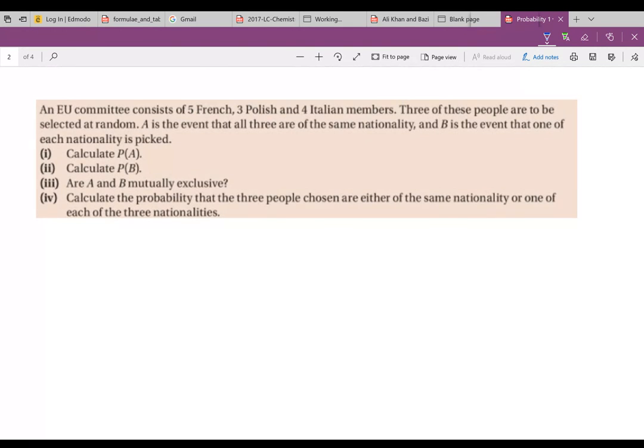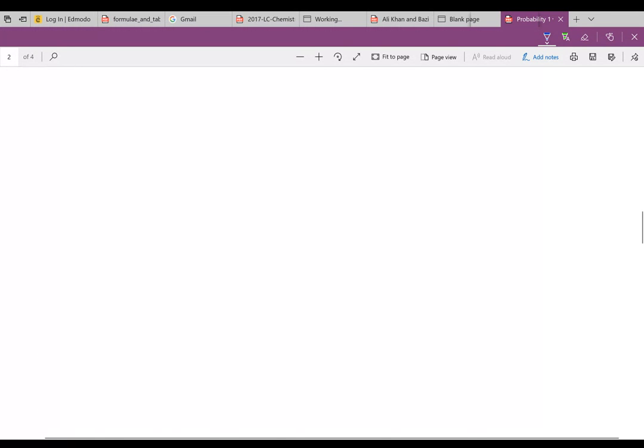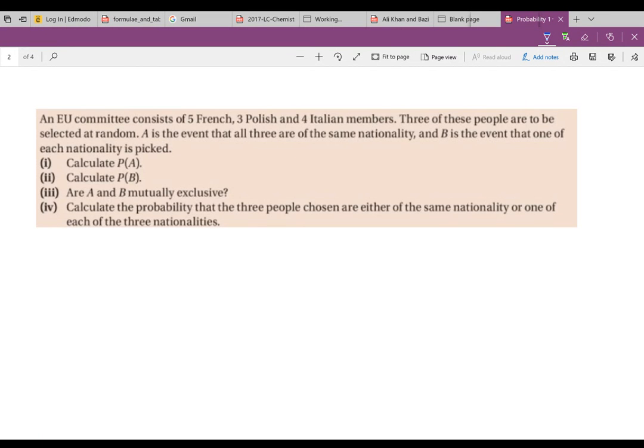Okay, the next question here, I think this is the last one for this. An EU committee consists of 5 French, 3 Polish and 4 Italian members. 3 of these people are to be selected at random. A is the event that all 3 are the same nationality. B is the event that one of each nationality is picked.